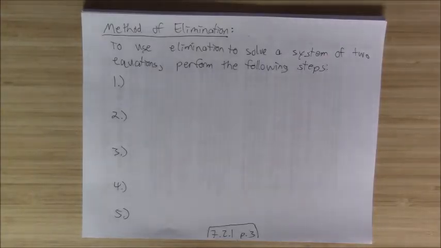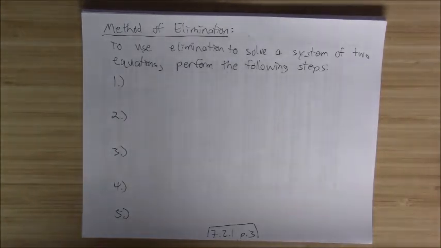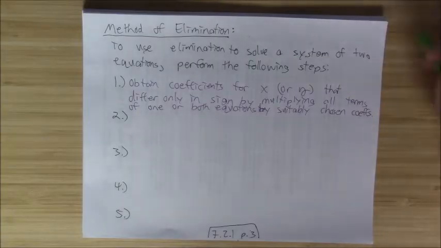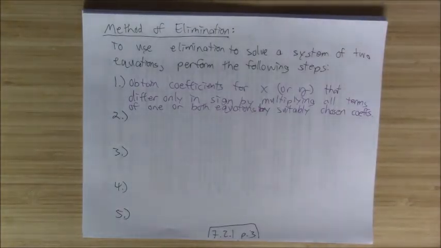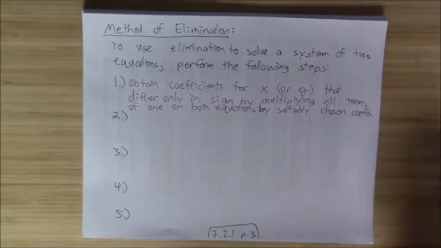As far as a summary goes for using the method of elimination to solve a system of two equations, these are the following steps. First, we obtain coefficients for x or y that differ only in sign by multiplying all terms of one or both equations by suitably chosen coefficients. That sounds way more complicated than it is. You'll see when we work the next example, it's nowhere near as complicated as that makes it sound.